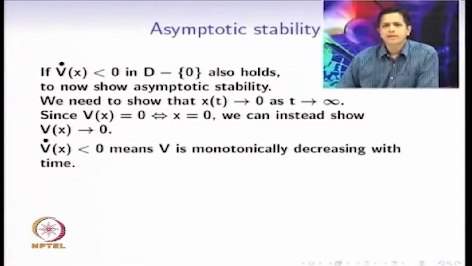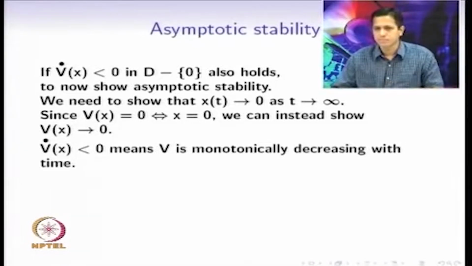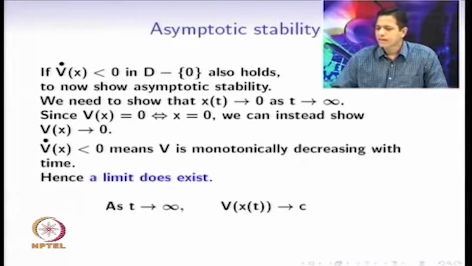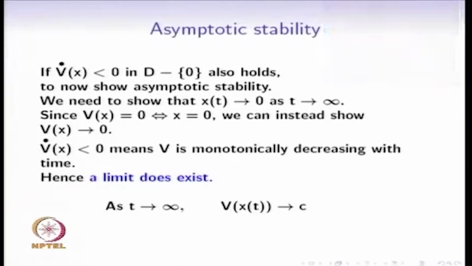So what does this property that V dot of x less than 0 mean? It means that V is monotonically decreasing with time. As a function of time, V is only decreasing, and further it is also bounded from below. V cannot arbitrarily decrease. For this we need to see a small figure of what a monotonically decreasing function can look like.